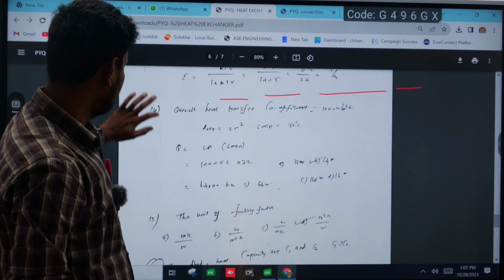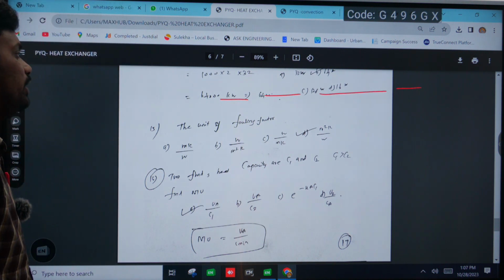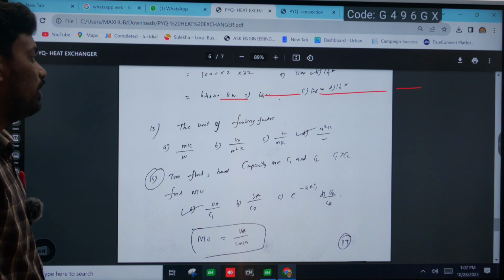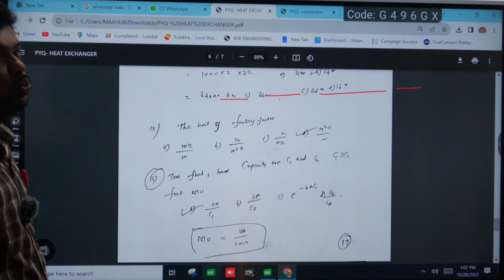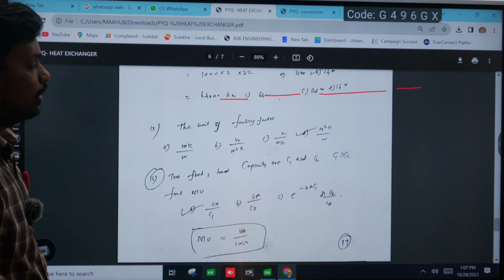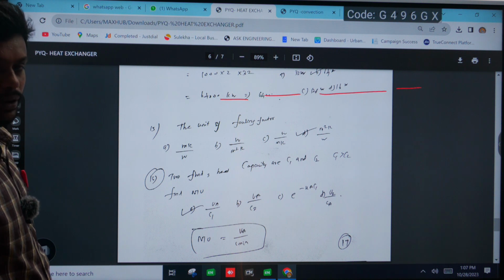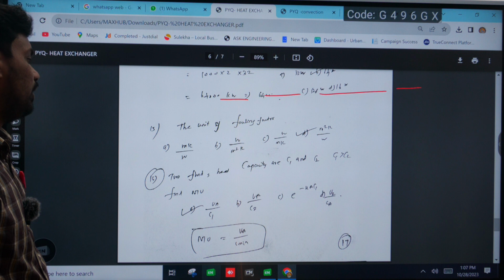Okay. Next, the unit of fouling factor. Fouling factor unit is not available in your syllabus. You just remember fouling factor is equal to 1 by U. So the U unit is watts per meter squared Kelvin, and the reciprocal of that is the fouling factor. So meter squared Kelvin per watt is the unit for fouling factor.